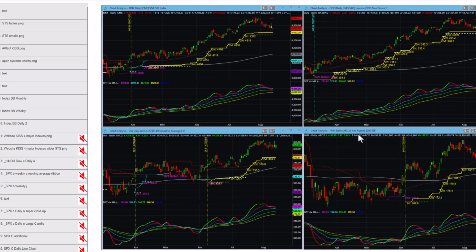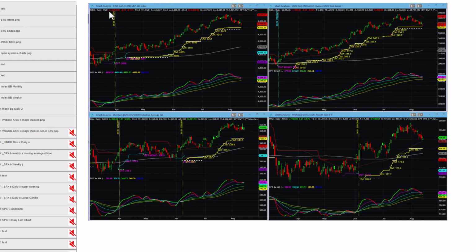Chart number 12. Here's another chart of the 4 major indexes. As I've stated before, I do have other versions of the KISS system. Some of these give wider stops, okay? And here's some examples of this.